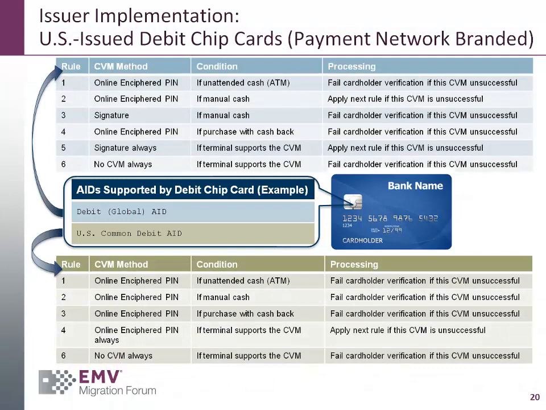There will be two CVM lists, one per AID. This example shows a debit chip card with two AIDs. As you can see, the CVM list for the global AID is different from the CVM list for the U.S. Common Debit AID. Note that for a U.S. Common Debit AID, a licensing agreement may require that the CVM list contain a specific set of CVMs in a specific order, which may not be changed by the issuer.